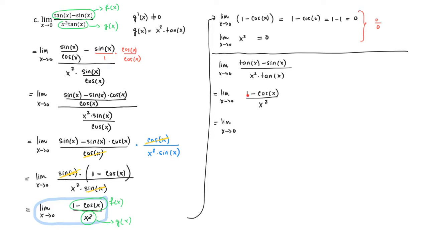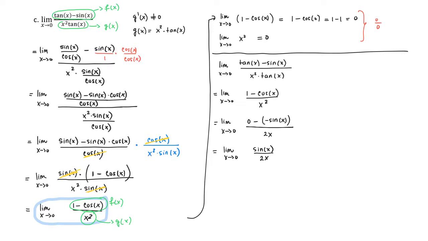The derivative of 1 is 0 and the derivative of cosine is negative sine x. So then 0 minus negative sine x divided by the derivative of x squared, which is 2x. So this will be equal to the limit as x approaches 0 of sine x divided by 2x.